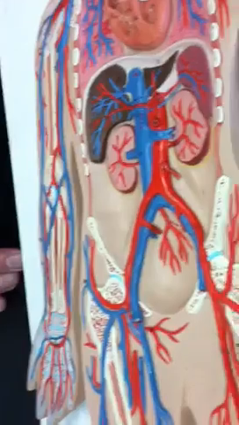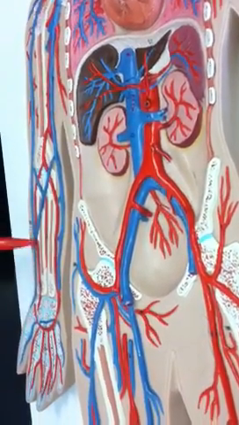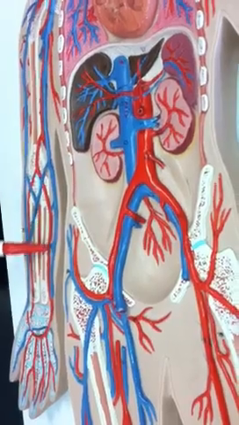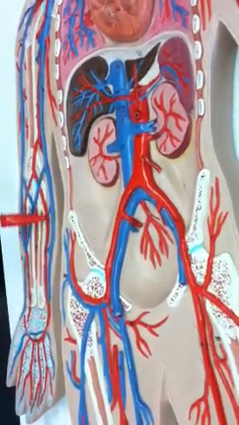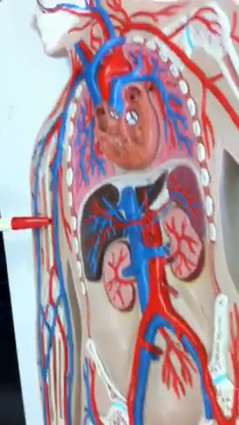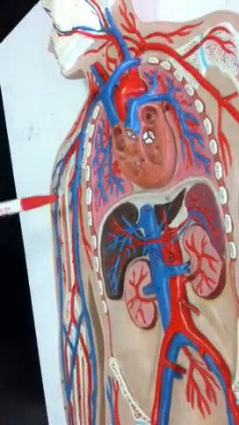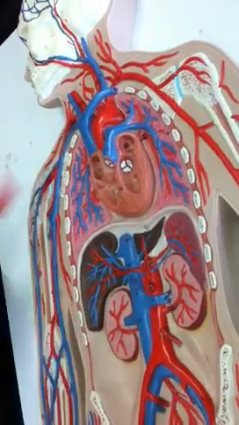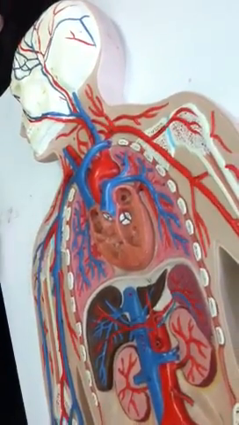Median cubital vein. Running next to the radius is the radial artery, the red, and running next to the ulna is the ulnar artery in red. As the artery goes by the humerus, that's the brachial artery, and then as you go right straight up from the armpit, this is the axillary artery, subclavian artery.